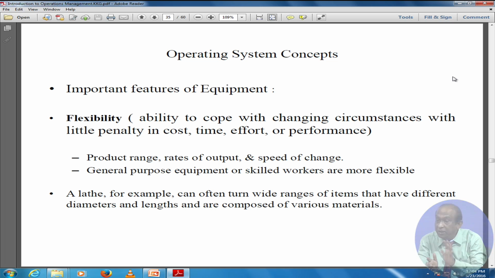If you have a flexible operation, you can incorporate new requirements or the changes in requirements from the customer very easily in less time or without incurring too much cost.